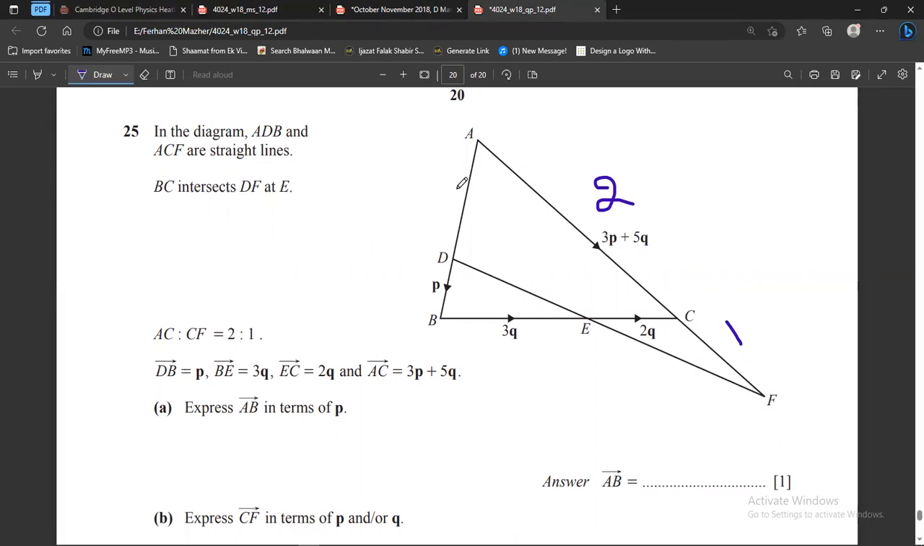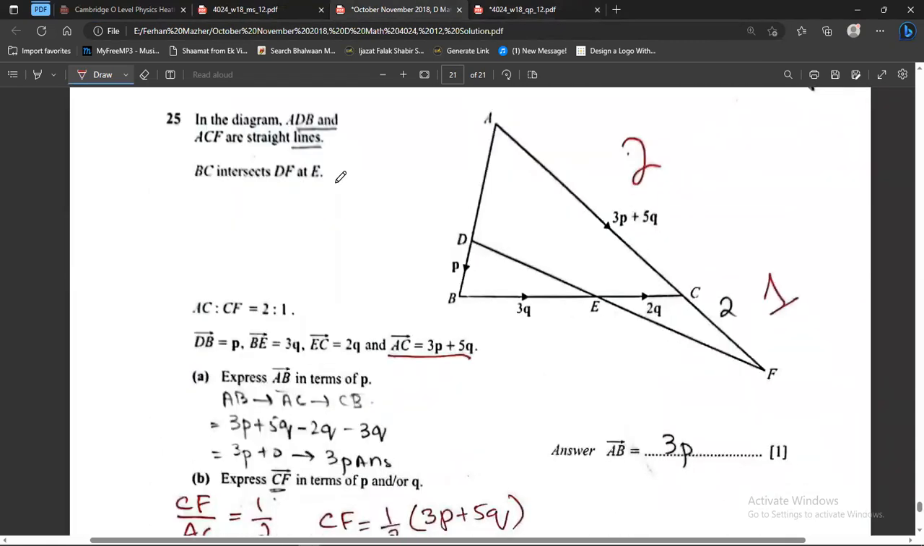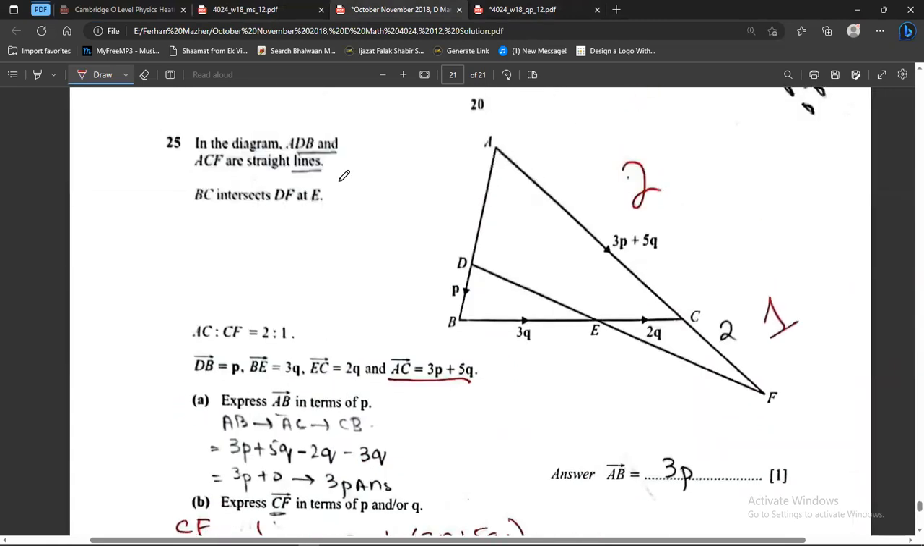So if you want to find out AB, you go from A to C, from C to B. This is the bypass, and by drawing that bypass very easily, you can find it. So going from A to B will be equal to A to C plus C to B. A to C is 3P plus 5Q, and C to B will be minus 2Q minus 3Q.